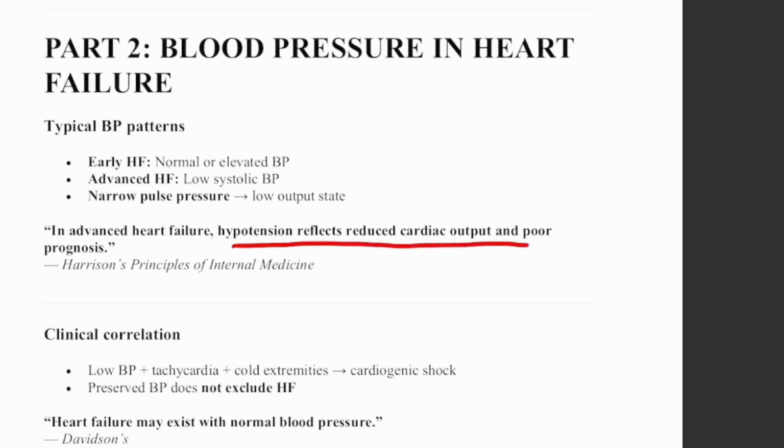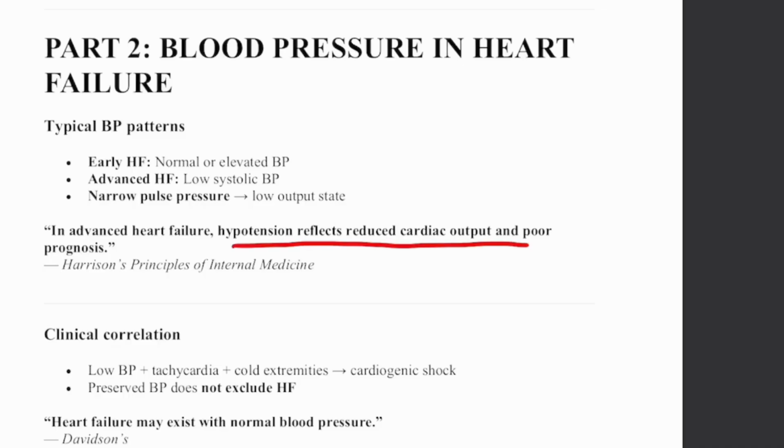So low BP, tachycardia and cold extremities are suggestive of cardiogenic shock. But again remember, preserved BP does not exclude heart failure. That should also be kept in mind. So heart failure may exist with normal blood pressure. Hope this point is clear.